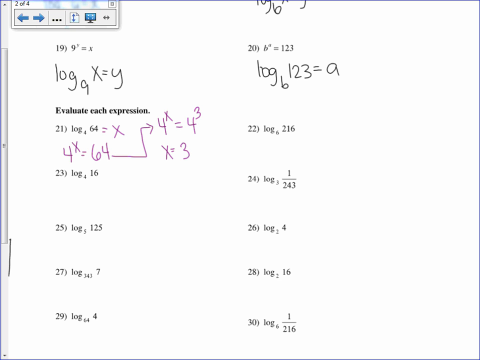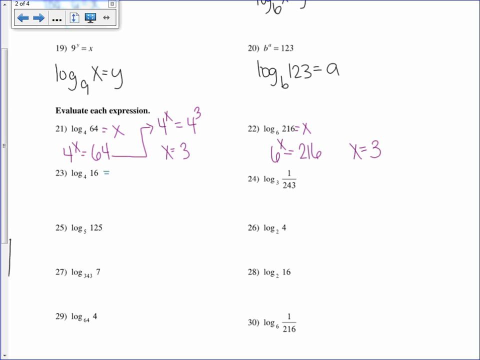For 22, I'll do it the same way. We'll set this equal to x. So that means that I'm doing 6 to the x is equal to 216. All right, if I do that, you can't change the base of 6, so you can mess around, see if you can get 216 to be 6 to some exponent, and actually you get that 216 is 6 cubed. So this is x is equal to 3.